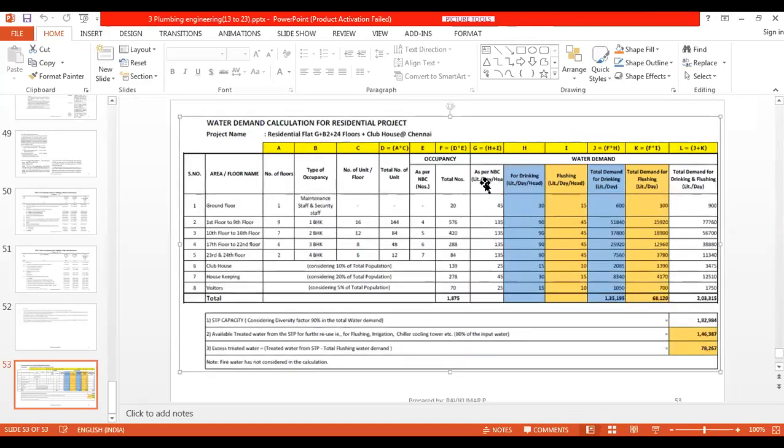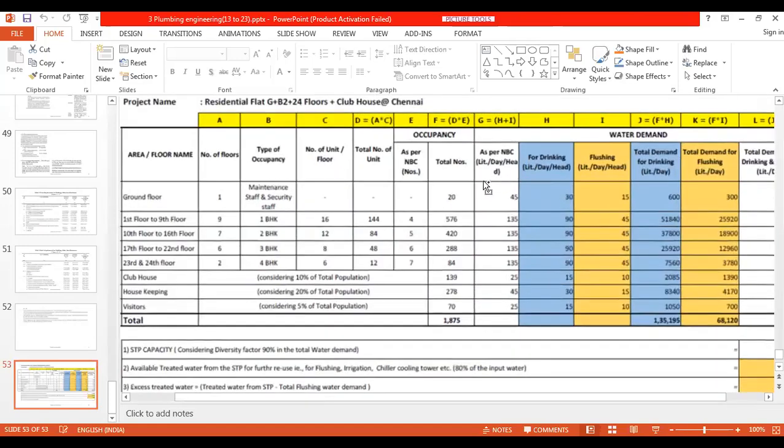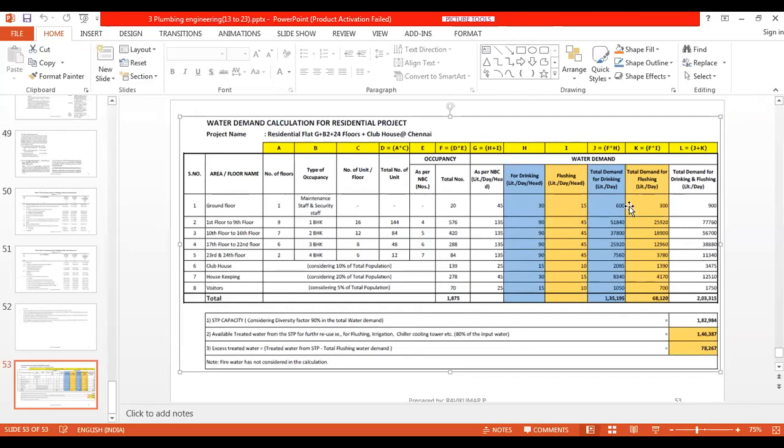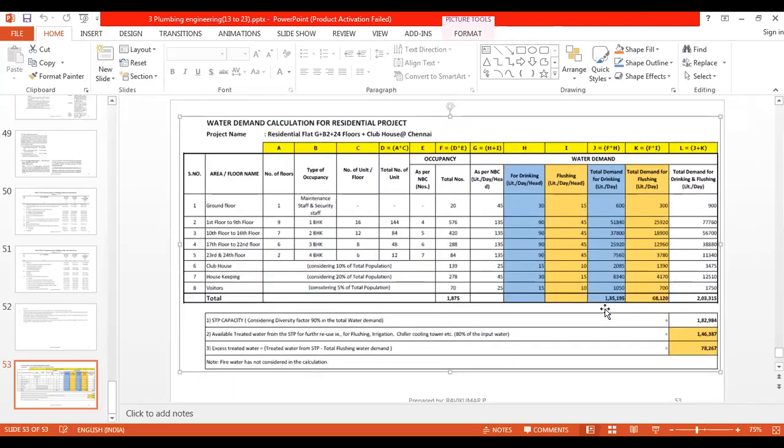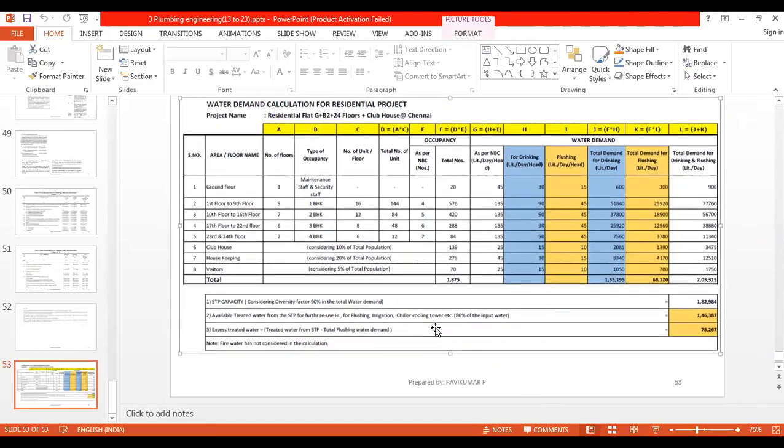This value only they will put schematically. How much water is coming here, how much water is going there, how much we are getting from the STP, how much we are going to give for the STP, like that. They will put one schematic diagram, so that only is the water balance chart.